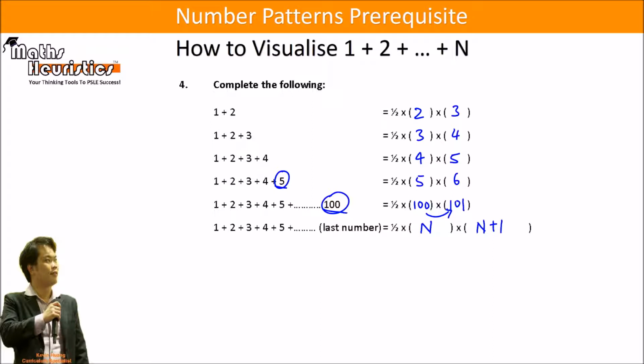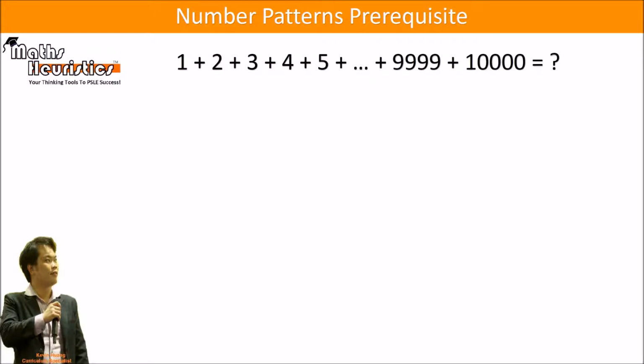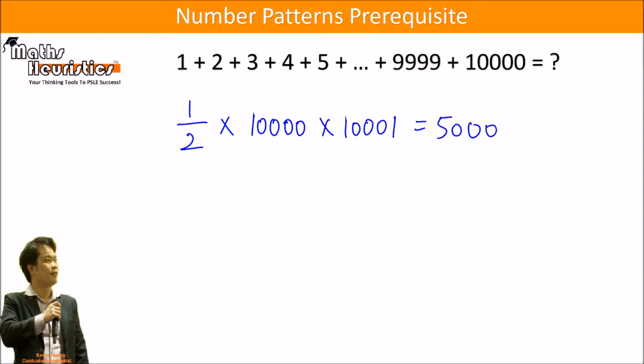Okay, so let's go back to that question that we had earlier. 1 plus 2 plus 3 plus 4 plus 5 all the way up to 10,000. By direct application of that formula, that would just be half times 10,000 times 10,001. That will give me 50,005,000.